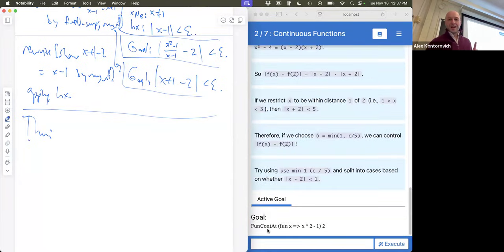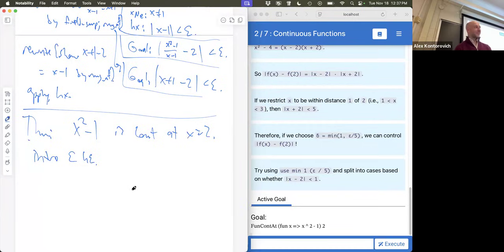All right. Great. So our theorem is the function x squared minus 1 is continuous at x equals 2. All right. Now we have to think. Well, the first couple of things we can do mechanically. What should we do first? Yeah, let epsilon be given. Exactly right. Intro epsilon h epsilon.